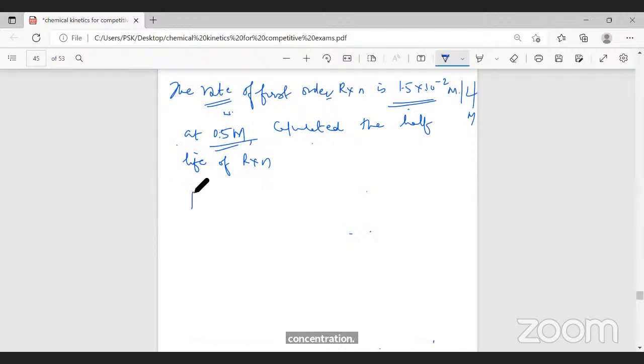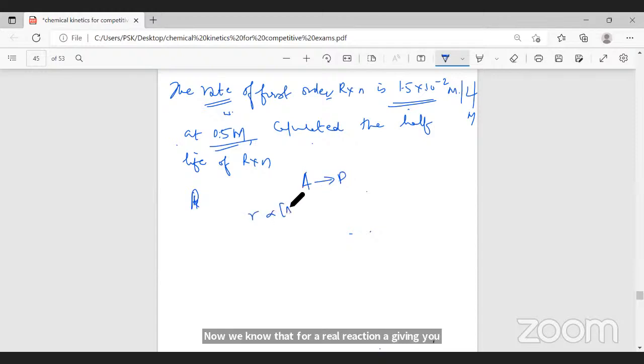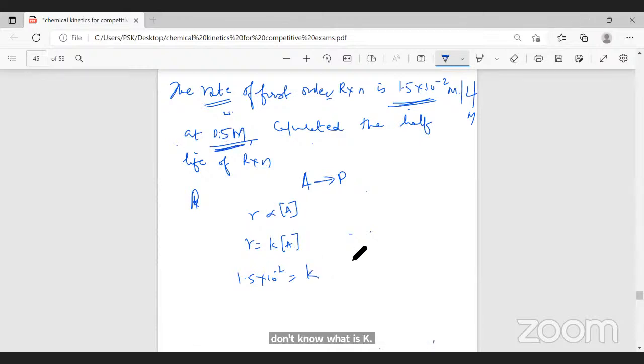Now, we know that for a reaction A giving you product, rate of a reaction is directly proportional to concentration of A. This is based on the law of mass action. If you remove the proportionality sign, we have to give a proportionality constant, K. Now you can see they've given you the rate. Rate is 1.5 into 10 to the power minus 2. And we don't know what is K. They have not given K, but they've given you the concentration of the reactant to be 0.5 molar.